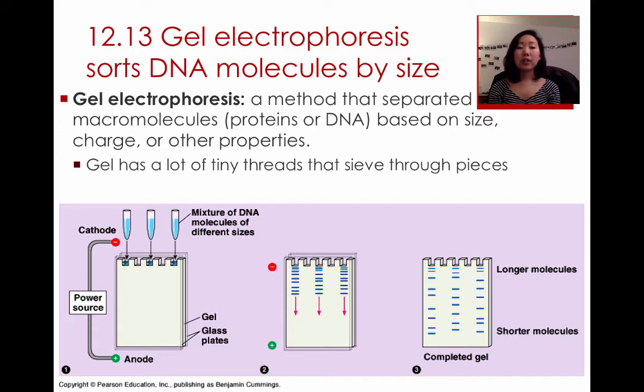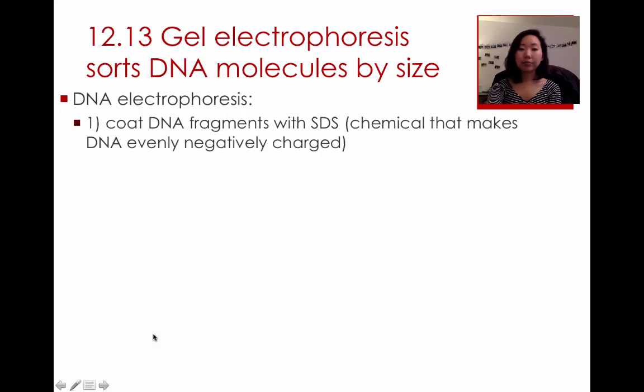And this gel has a lot of tiny little threads. Even though it's a gel, it's almost like a web of different material, so that it has these little holes, so that bigger pieces can't go through very easily, but the smaller pieces can fall right through the holes and go right to the bottom. And so this is just a picture of what gel electrophoresis looks like.